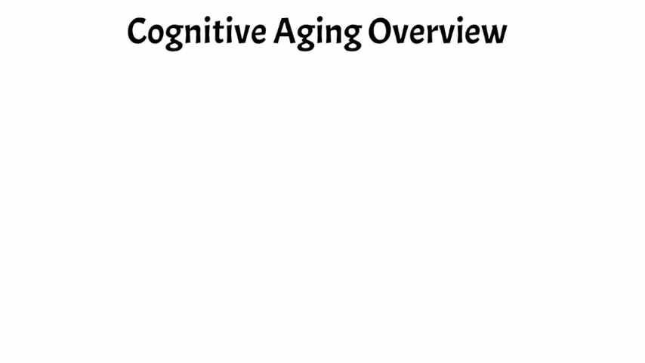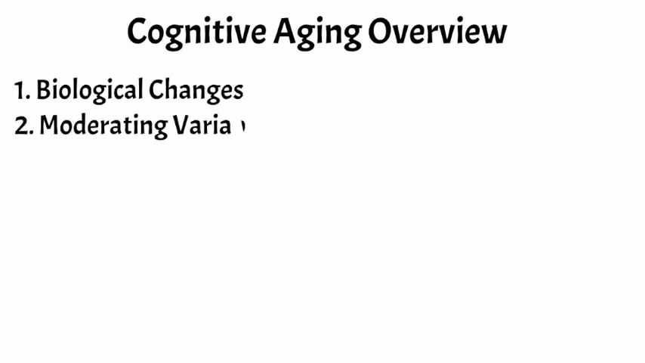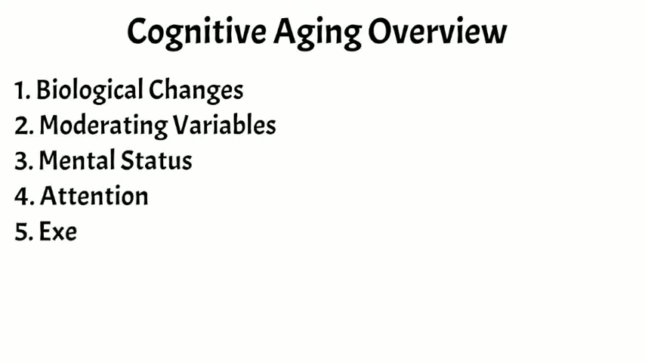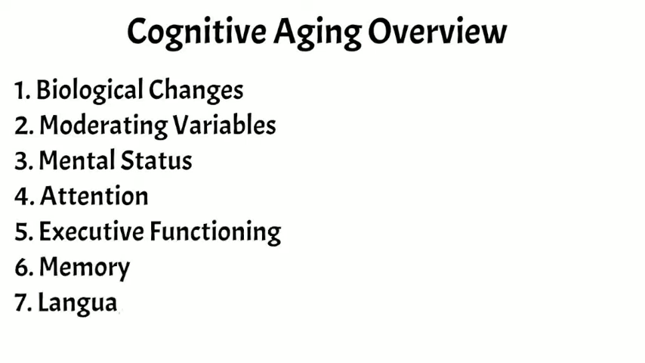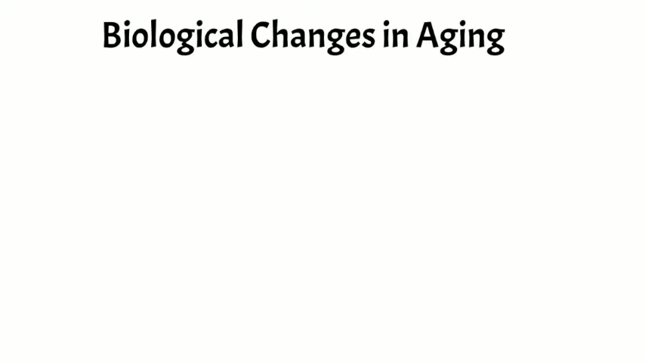So in this lecture, what I'm going to do is basically overview the whole field. I'm going to touch on a lot of different subjects and just kind of work my way down through them. First I'll discuss biological changes, so what's going on inside the brain. And then I'll talk about moderating variables, so variables that influence the aging process. I'll talk about mental status, attention, executive function, memory, language, and visuospatial functioning. So basically, this is just an overview of everything that we're going to cover in the class for the most part, with a few exceptions.